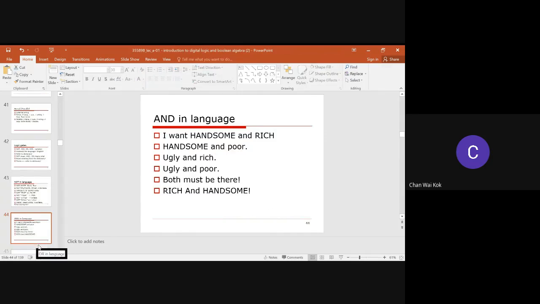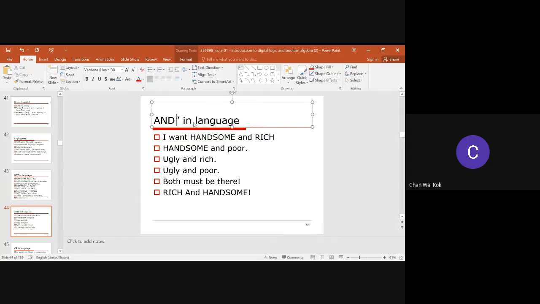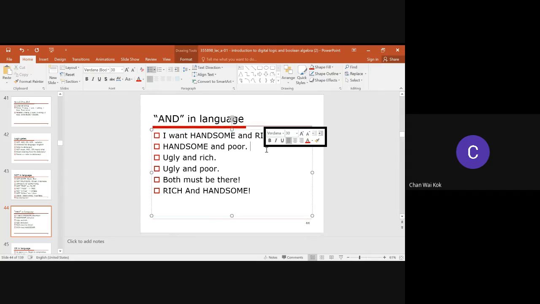Okay, so the next term you have to understand, language is AND. So I want handsome and rich. Okay, handsome and rich. If handsome and poor, acceptable or not? No, no. If ugly and rich, acceptable? No, no. Okay, ugly and poor, don't want. Okay, both must be there. It must be rich and handsome. Okay, both qualities must be there, rich and handsome.